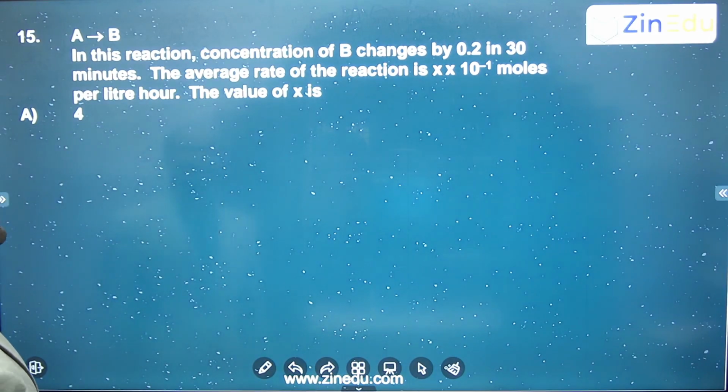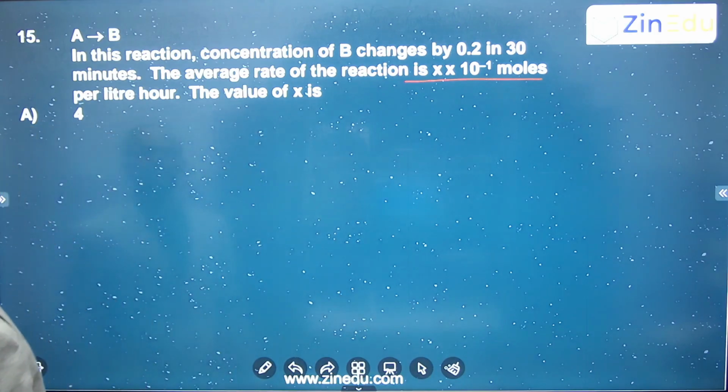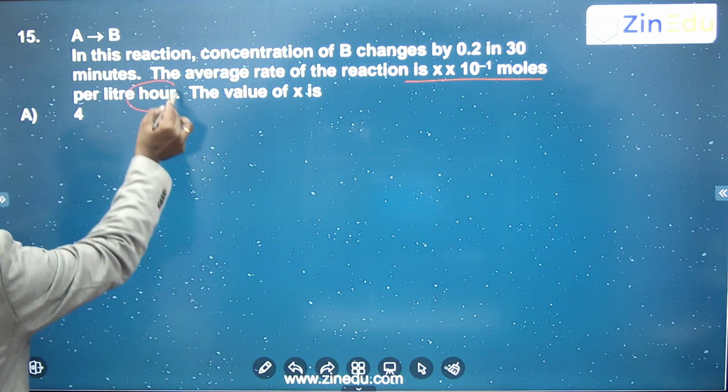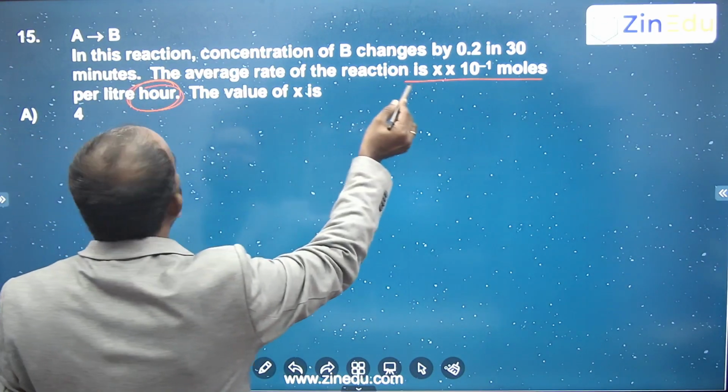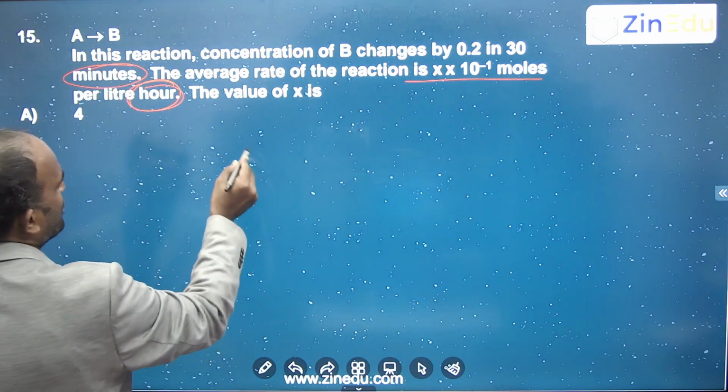A gives rise to B. In this reaction, the concentration of B changes by 0.2 in 30 minutes. The average rate of the reaction is X into 10 power minus 1 mole per liter per minute. Look at this, here they have given 30 minutes. So this is the only one. We have to calculate the average rate.